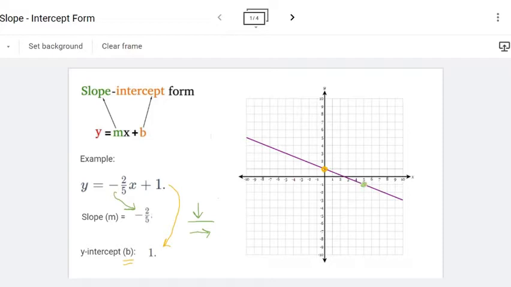You'll notice here I wind up on my purple line. You can do it again. Down 2, to the right 5. This goes on forever. You could keep going down 2 and to the right 5.